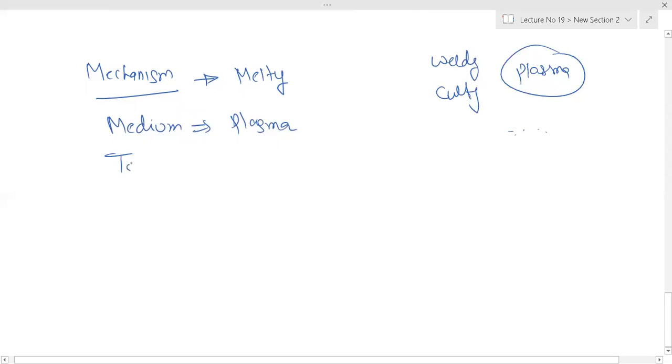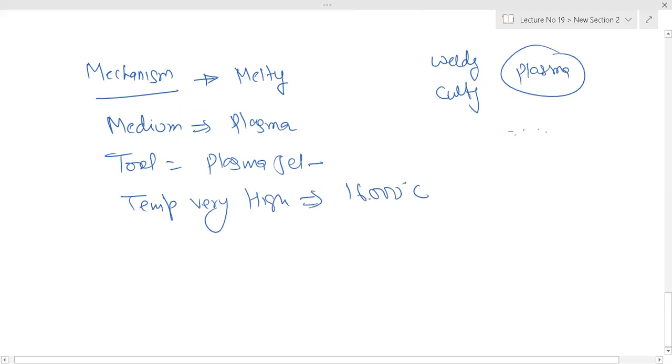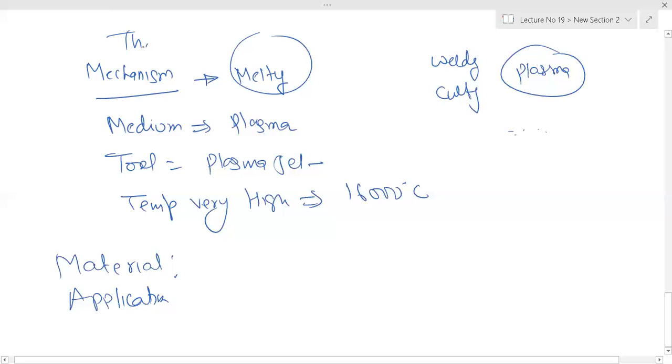So here the tool is your plasma jet. And as I said, the temperature is very high, and that may be up to 16,000 degrees centigrade. The material application is similar, because it involves thermal energy, melting. So the material application is again the same.